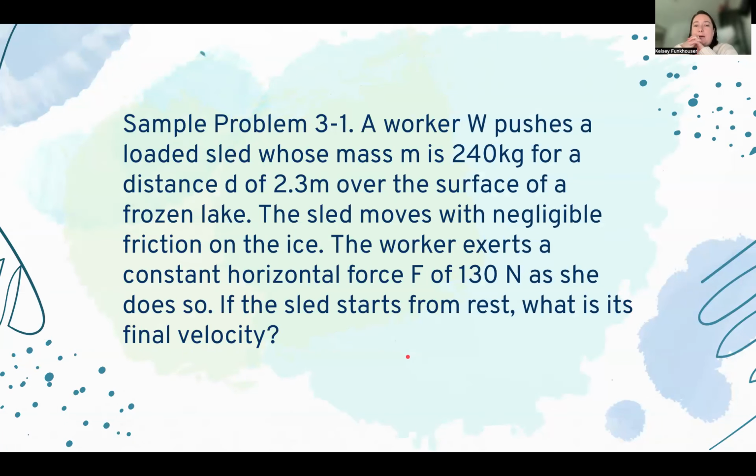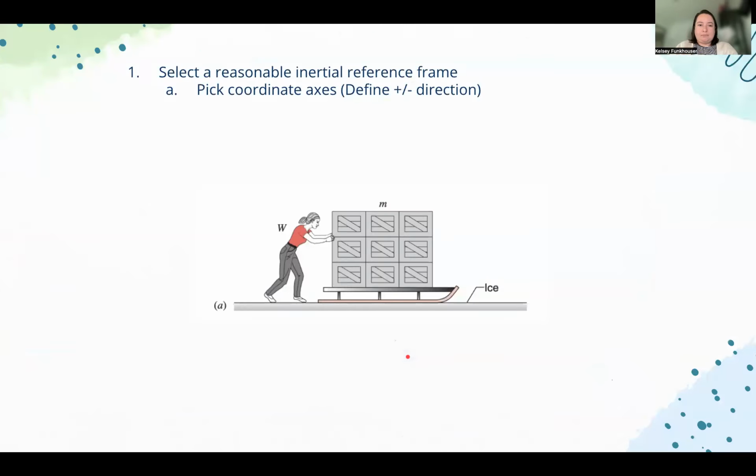Let's talk through this sample problem to see how to solve force problems. So the question says, a worker, W, pushes a loaded sled whose mass, M, is 240 kilograms for a distance, D, of 2.3 meters over the surface of a frozen lake. The sled moves with negligible friction on the ice. That just means we can ignore friction. The worker exerts a constant horizontal force of 130 newtons as she does so. As she pushes it, I think. If the sled starts from rest, what is its final velocity?